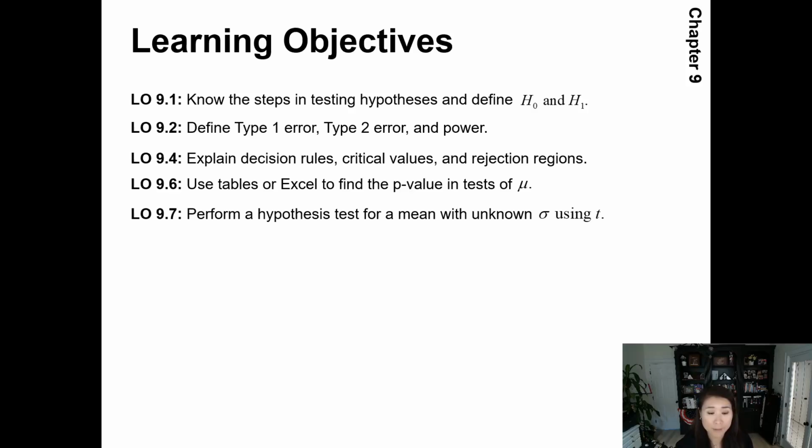Then we're going to look at the decision rule, critical value, and rejection region. From there, we're going to focus on one specific case: when we don't know the standard deviation, sigma, and we are trying to do the hypothesis testing of the mean. In that scenario, we can use the t statistic. If you don't remember why we use t versus z, you should revisit last week's module.